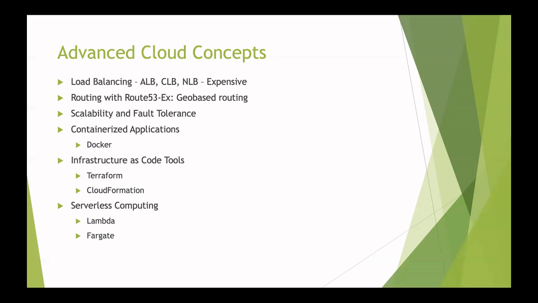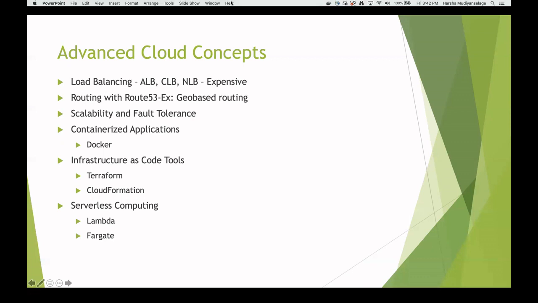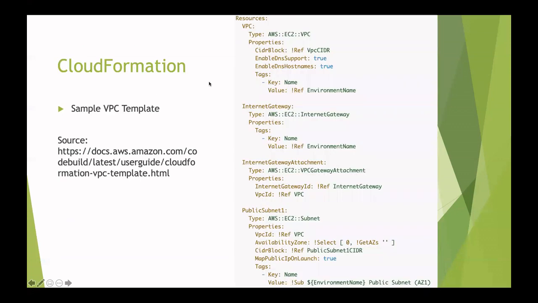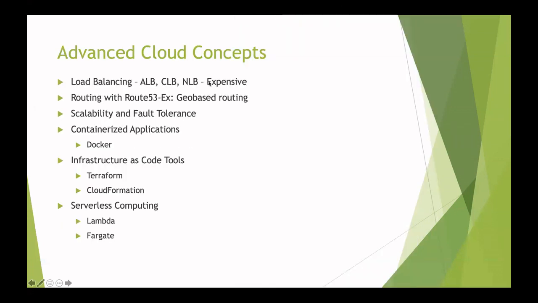And there are some advanced cloud concepts that I wanted to discuss with you. Load balancing. There are three types of load balancers in AWS: application load balancer, ALB, classic load balancer, and network load balancer. But all these are expensive, so I'm not going to try them in my workshops, but you can experiment with them when you are comfortable with the AWS console.